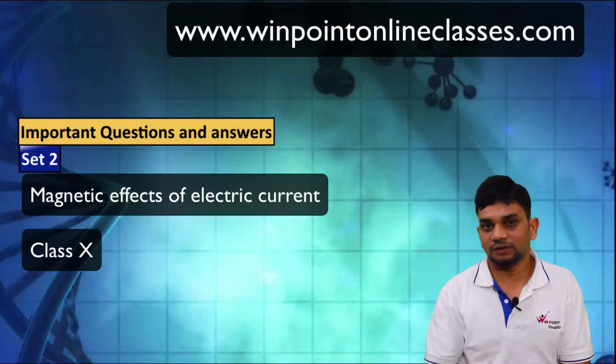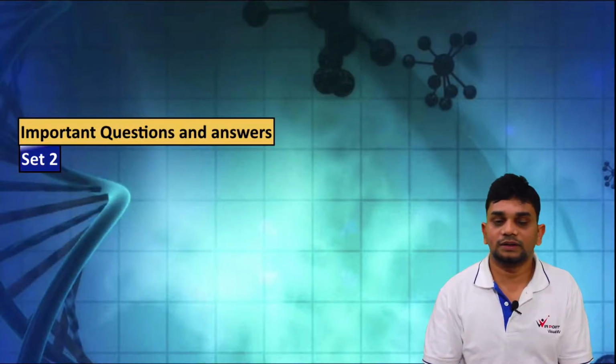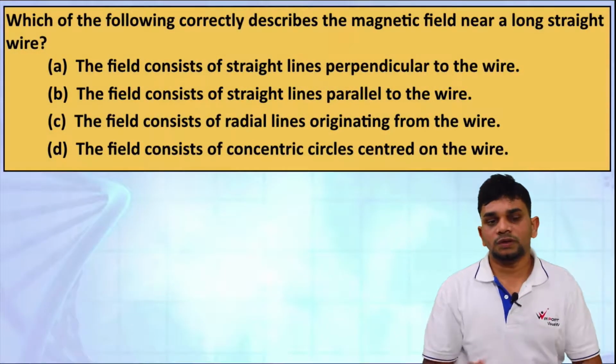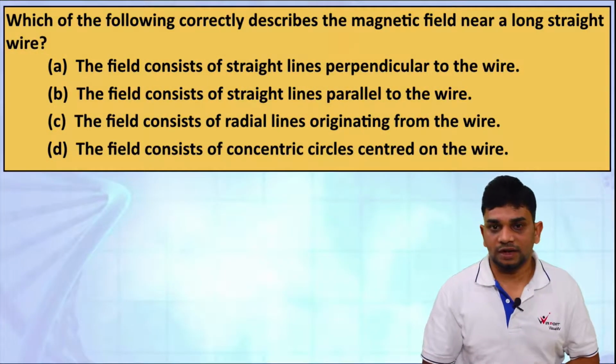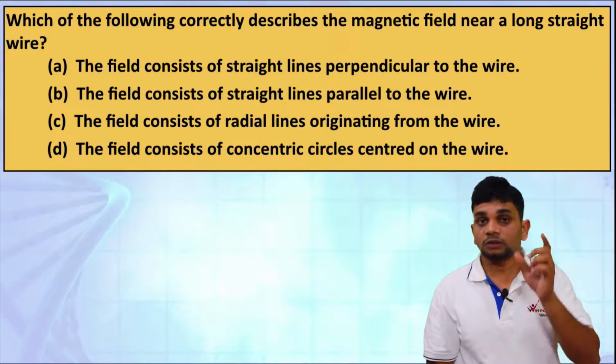Today we are going to discuss some of the important questions from the chapter Magnetism. Important questions and answers set 2. First question. Which of the following correctly describes the magnetic field near a long straight wire?